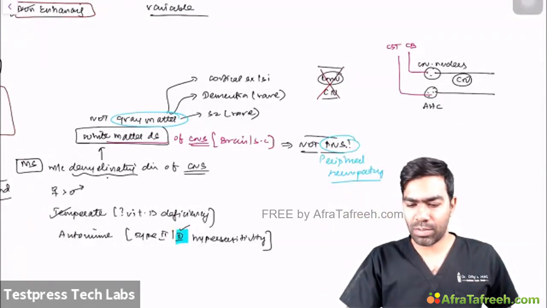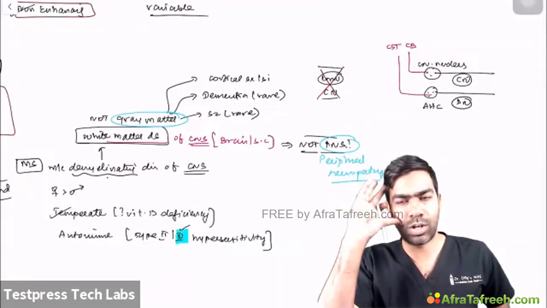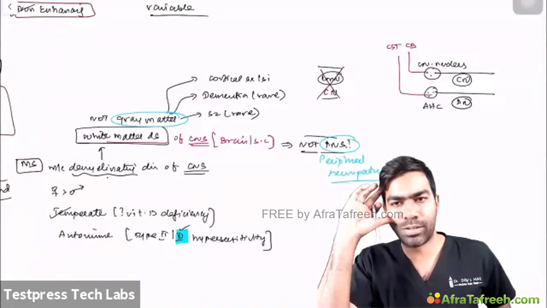What is the demyelinating disease of the peripheral nervous system? Obviously, in exam, you are going to get only limited questions in neurology. You're not going to get pissed off. Very simple. The most common demyelinating disorder of the peripheral nervous system is Guillain-Barré syndrome.